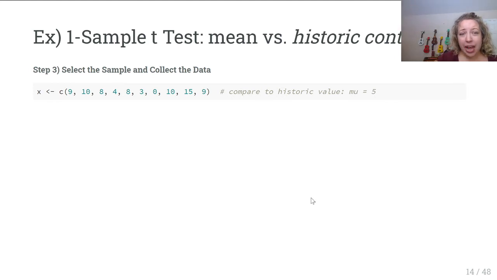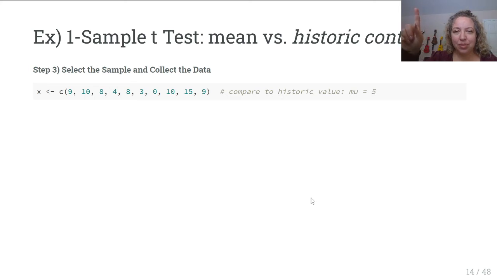So step 3 is to gather your data, to take a sample. Now this was already presented to us on the previous page. So I've just taken those 10 values that we were told was our sample, and I'm concatenating them, using the letter c to combine them together and save them, with the assignment arrow, as the letter x. So x is going to be stored in R in our global environment as the listing of these 10 values. And we want to see if this provides evidence that the population average is greater than or less than 5.